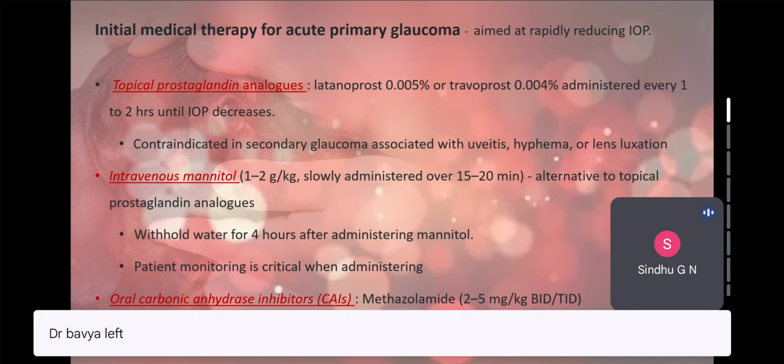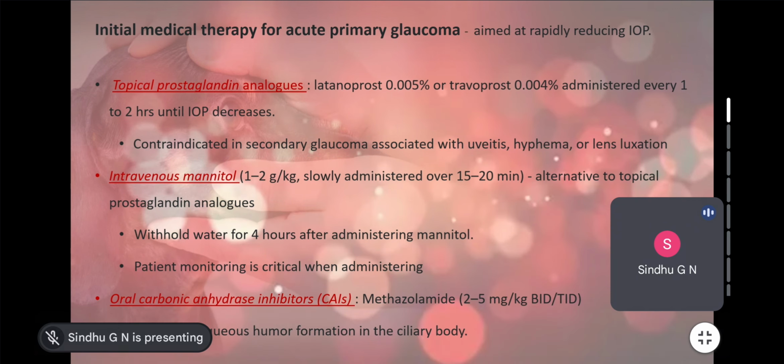So, initial medical therapy for acute primary glaucoma is aimed at rapidly reducing the IOP. When it is above 25, 40 and so on, immediately we have to reduce the intraocular pressure. So, we can use either topical prostaglandin analogs like latanoprost or travoprost every 1 to 2 hours until the IOP decreases. Or we can go for intravenous mannitol as an alternative, like 1 to 2 gram per kg. Then oral carbonic anhydrase inhibitors also.